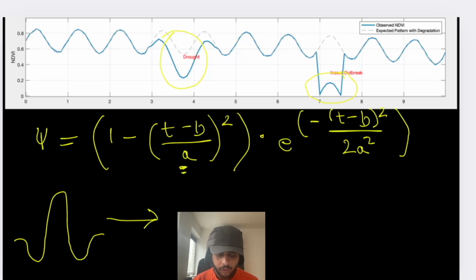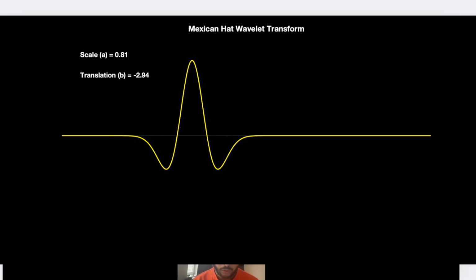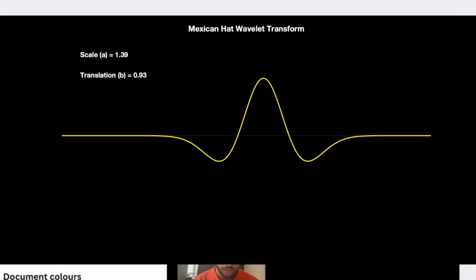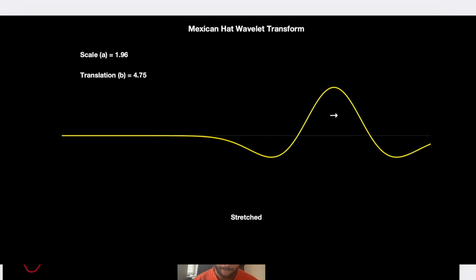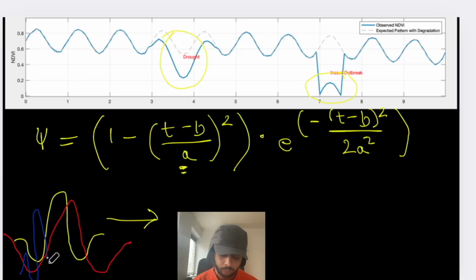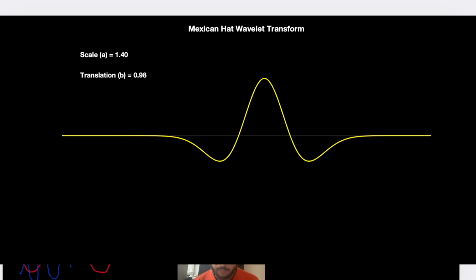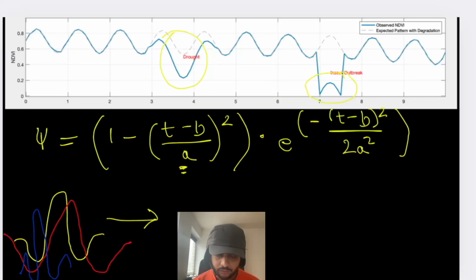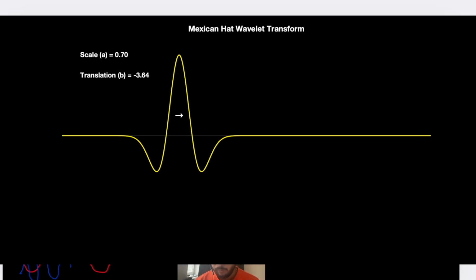And so this wavelet can stretch or squeeze, for example it can stretch like this, or it can even squeeze like this. And also it can move along the time axis because of the translation parameter. And so in summary, this A controls how this Mexican hat is compressed or stretched, and B controls how this wavelet can move along the time domain axis.